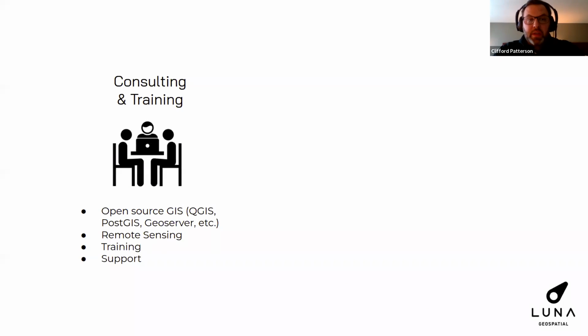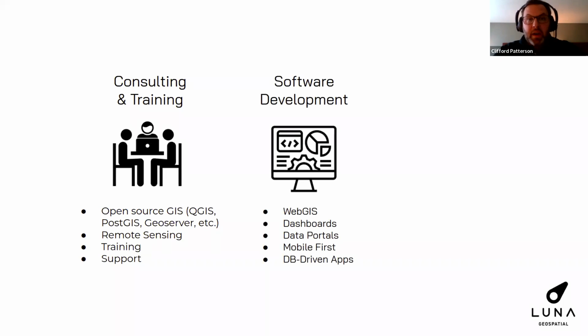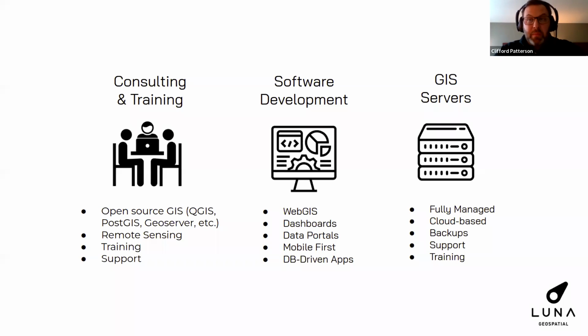So what we do at Luna is consulting and training. This is one of the number one things that we do. Anything to do with open source GIS, we're on top of it. We do remote sensing as well. We conduct training and webinars like the one you're in right now, as well as providing commercial support for open source GIS software. We also do software development. We develop web GIS dashboards, data portals, mobile applications, anything really that's database driven, especially if it has any type of spatial component. The last thing we offer are our GIS servers. These are fully managed GIS servers that leverage tons of open source software, including Postgres, PostGIS, GeoServer, among other pieces of software. And these are completely managed, completely backed up by our team.